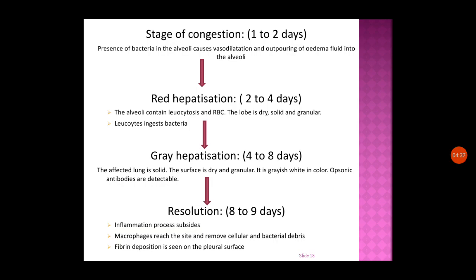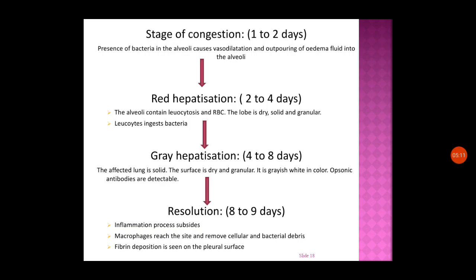That is, stage of congestion, vasodilatation happens. Because of that, more blood and other products leak from blood to the alveolar area. It looks like red liver because solid matter will be present in the air cells. So that leads to red hepatization. Grey hepatization: the red color changes, and when more leukocytes are present it gives a grey color, and then resolution will happen.